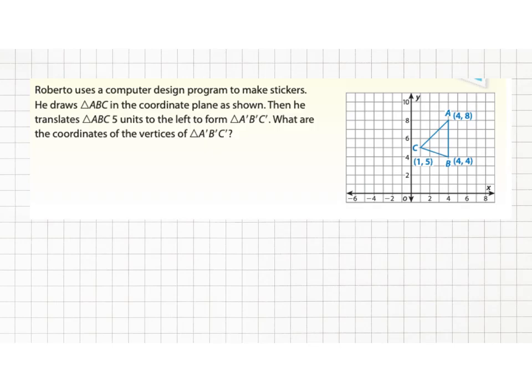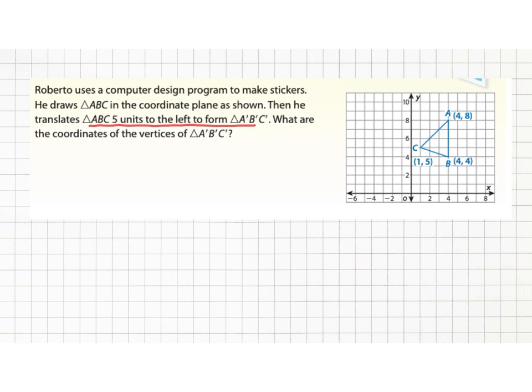Now we'll look at triangle A, B, and C, and we will see that it is translating 5 units to the left. They're asking us a question. What are the coordinates of A primed, B primed, C primed? So what are the coordinates of the image? Remember, the starting is the pre-image.